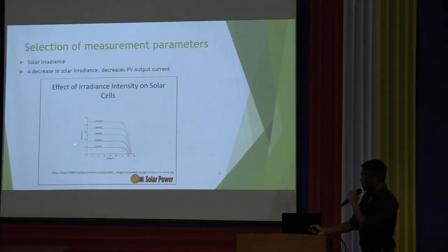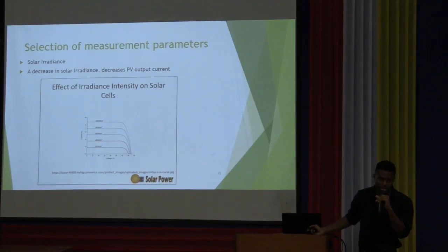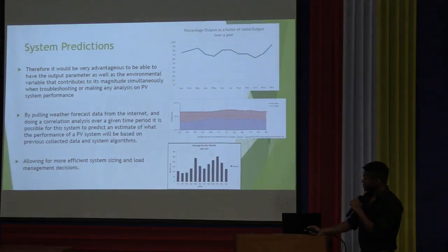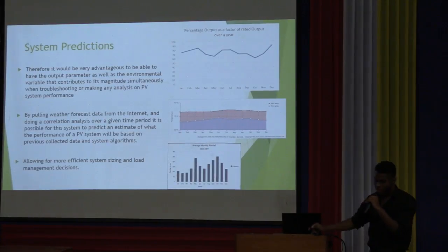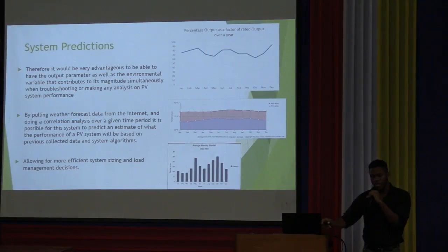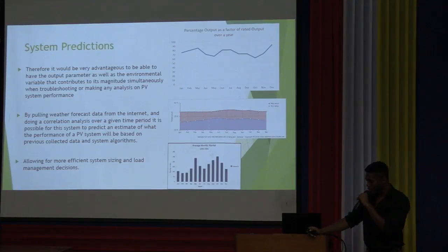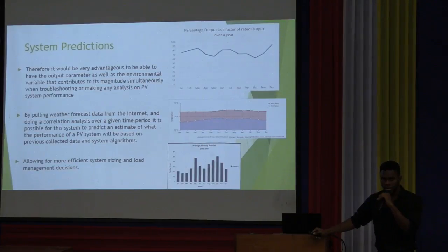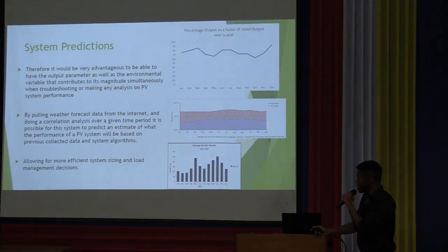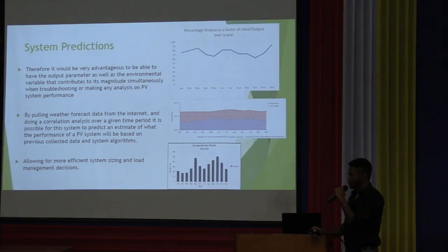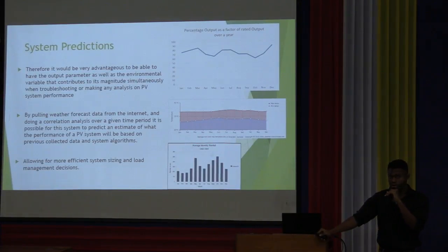Solar irradiance: the less sunlight you have, the less solar irradiance you have, the less current your module will be producing, and henceforth less power. So I put all of these words in context. Therefore, if you were able to collect both the weather data along with the system's electrical performance, it's possible to predict, if the system is installed long enough, what the possible energy yields or system efficiency would be under certain weather conditions. And this would simultaneously allow you to size the system accordingly and manage your loads accordingly.